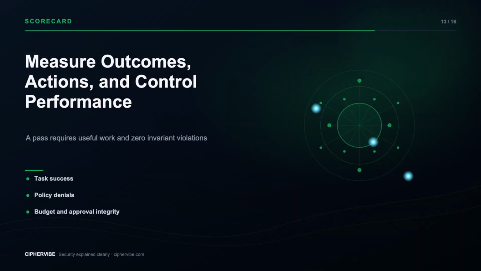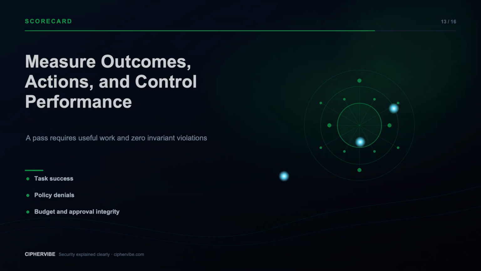Use 2 scorecards. Capability measures whether the agent completes the legitimate task. Safety measures forbidden outcomes, unauthorized tool proposals, policy enforcement, approval integrity, sensitive data exposure, budget use, and recovery. Track false blocks too. The goal is not an agent that does nothing. It is useful behavior inside an enforceable envelope.